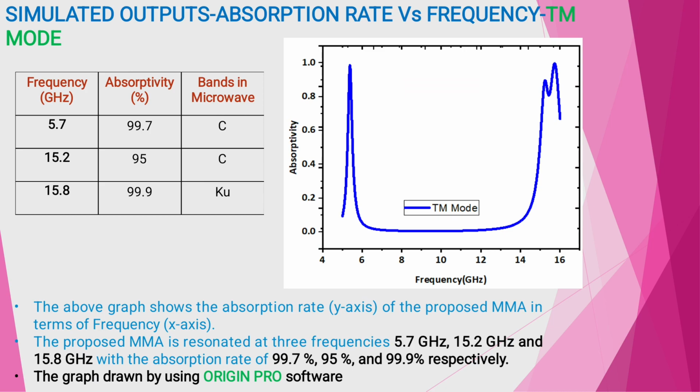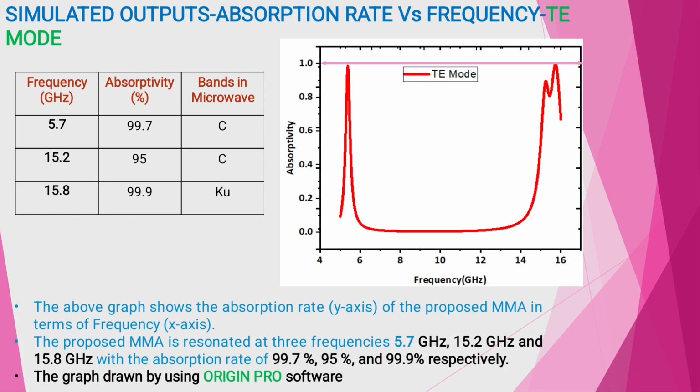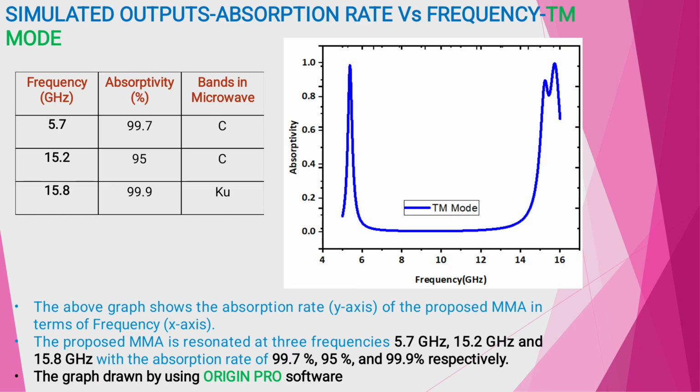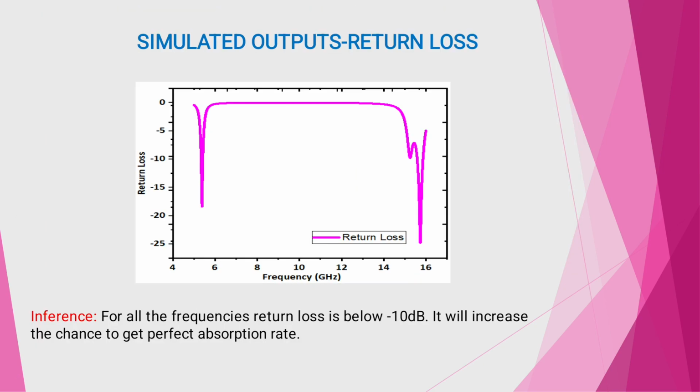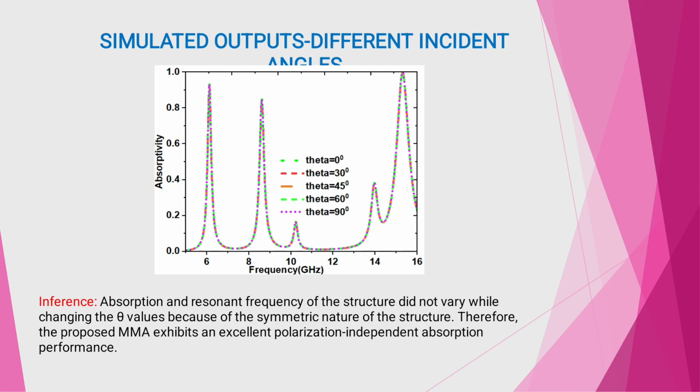So this is the absorption rate over frequency for TE mode, and this one is TM mode. For both the TE and TM modes, the absorber resonates at the same frequencies with the same absorption rate. So it is polarization insensitive in nature. And this is the return loss curve. Here we achieved nearly minus 25 dB and minus 20 dB return loss, so it increases the chance of getting an absorption value of 1.